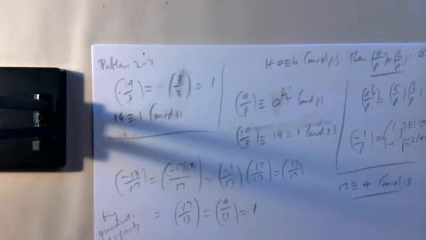Professor, I have a question. When is the case where you use quadratic reciprocity and you have to put a negative in the front?